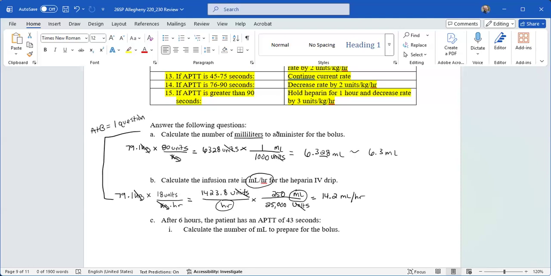All right. If they ask you this, which I don't think that they will, they would only ask you this part. So you wouldn't do A, B, and C. But they could just ask you: this patient's been on this protocol, after 6 hours they reassess, they take an APTT, and they see that it's 43 seconds.